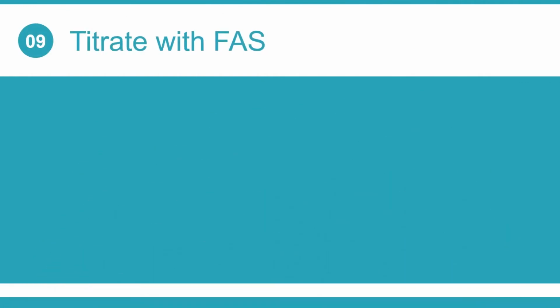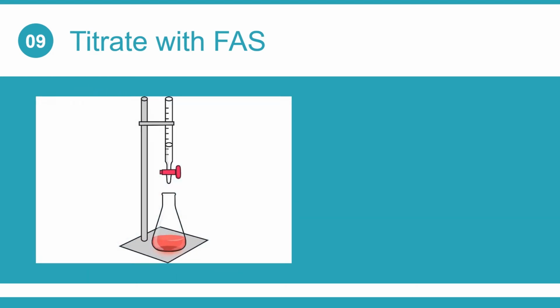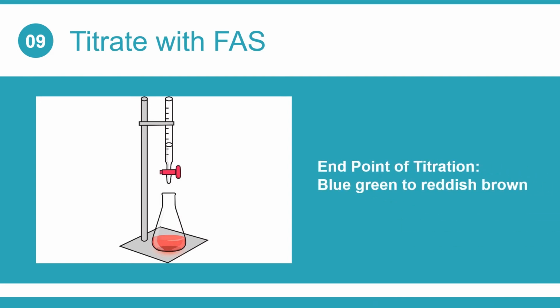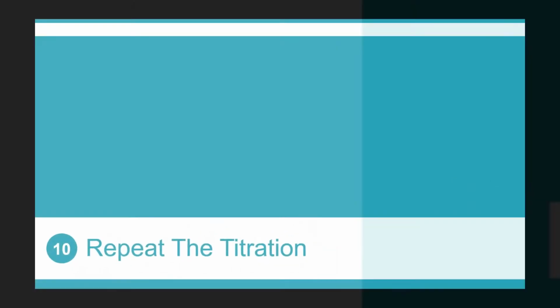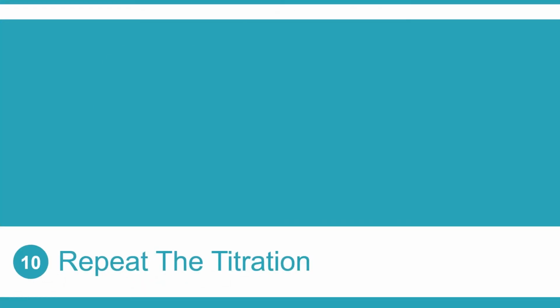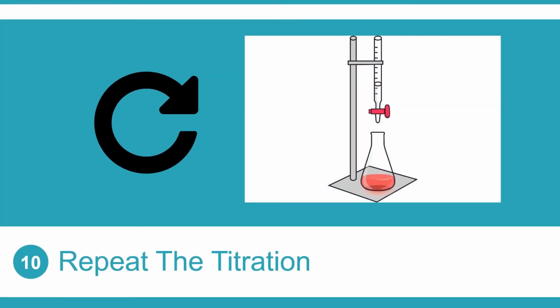Next, titrate the sample with ferrous ammonium sulfate using 2 to 3 drops of ferroin indicator. The endpoint of the titration is taken when the blue-green solution changes to reddish brown. Repeat the titration for the same sample with the same amount to get a more accurate result.